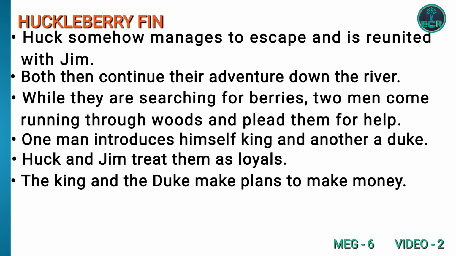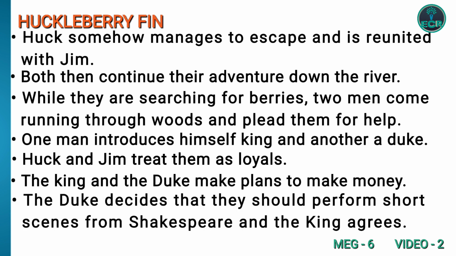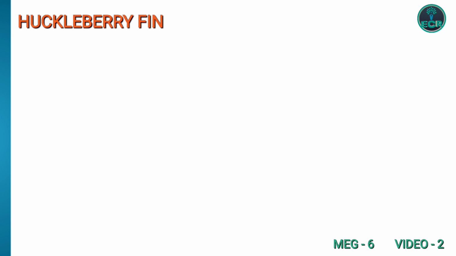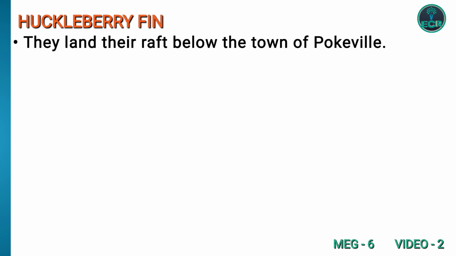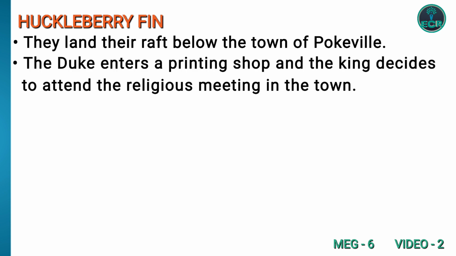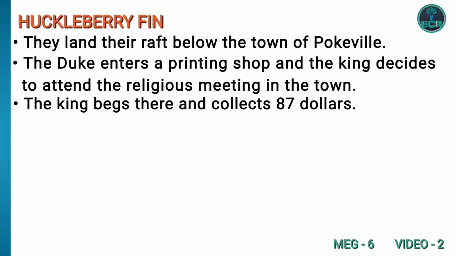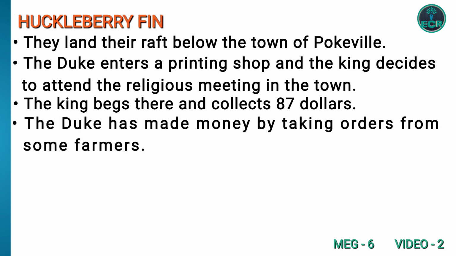The king and the duke make plans to make money. The duke decides that they should perform short scenes from Shakespeare, and the king agrees. They land their raft below the town Pokeville. The duke enters a printing shop, and the king decides to attend the religious meeting in the town. The king begs there and collects $87. The duke has made money by taking orders from some farmers.